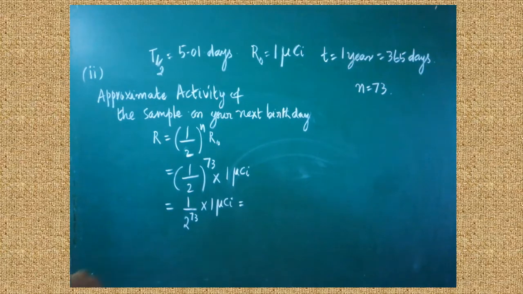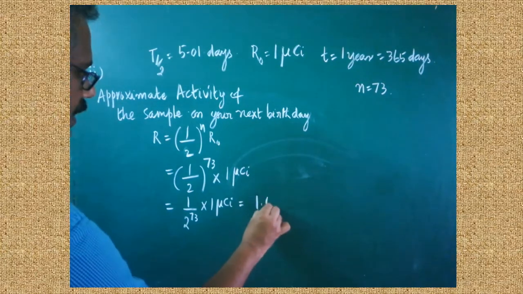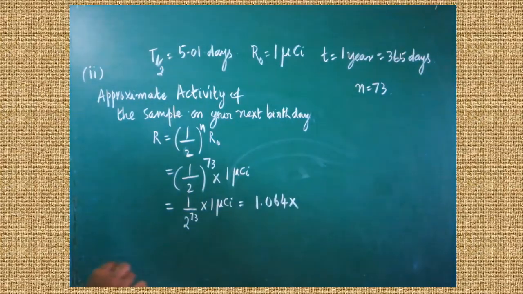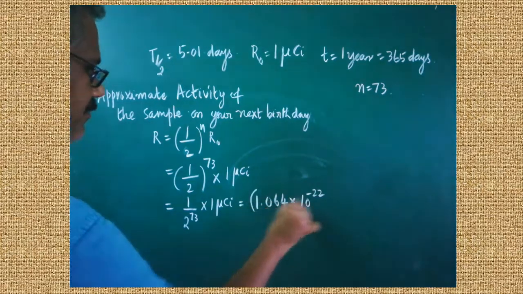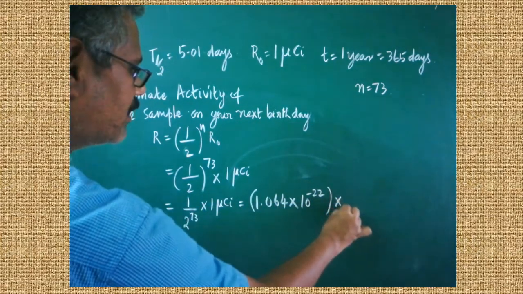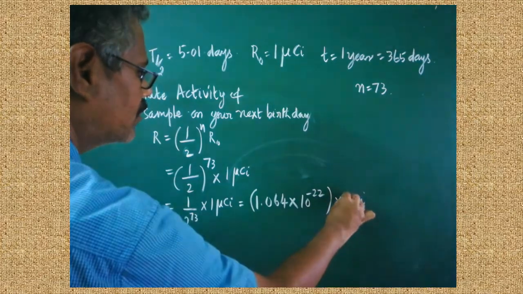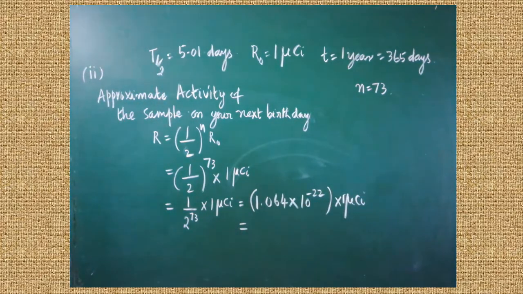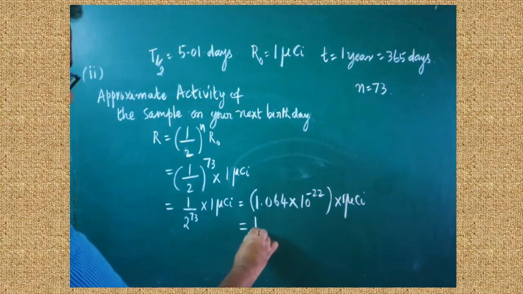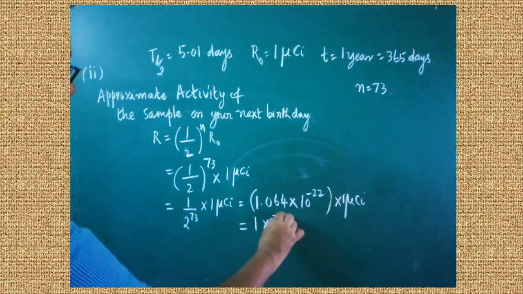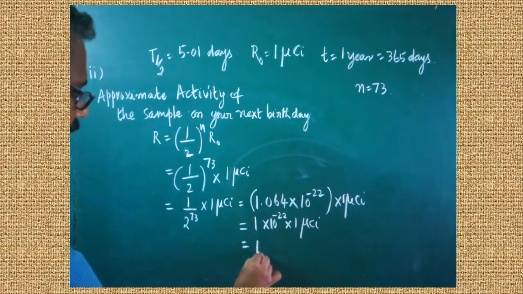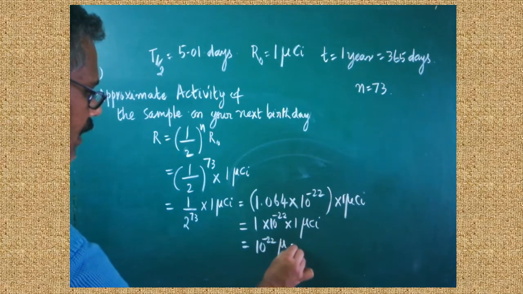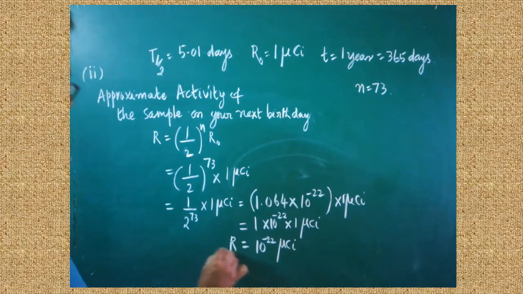(1/2)^73, its answer will be equal to 1.064 times 10 to the power of minus 22. So this is the answer of this portion. If it is multiplied with 1 microcurie, you will get the final answer. Here, this 1.064 could be approximately taken as 1. The remaining factor is 10 to the power of minus 22. Here 1 microcurie is there. So finally the answer will be 10 to the power of minus 22 microcurie. So this is the approximate activity of the sample on the next birthday. Are you clear?